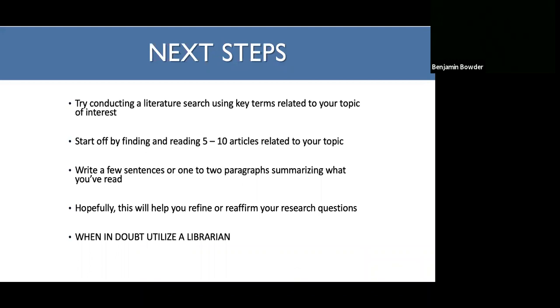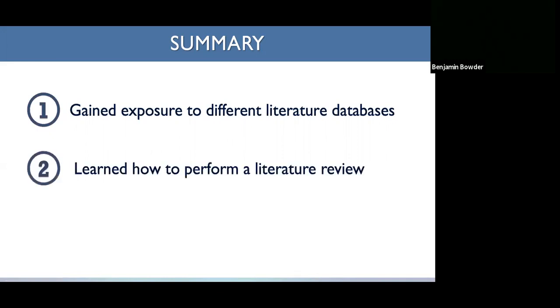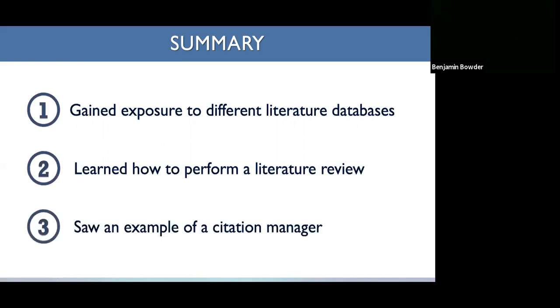So in summary, we've talked about PubMed and Google Scholar, as well as shown a number of different databases that are available online. We've learned how to perform a literature review using keywords, Boolean operators and modifiers, and MeSH terms. And we saw an example of a citation manager that can keep us organized as we go through our process of looking for different articles that will help us build and design our research questions and then our research projects.